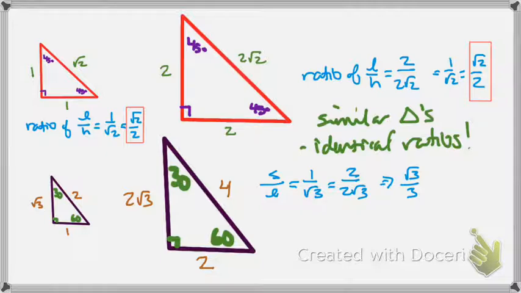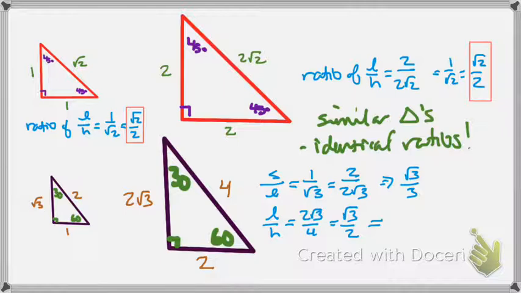So that ratio of the short side to the long leg is going to be exactly the same whether the triangles are big or small. That's going to be true for all 30-60-90 triangles. If I look at the ratio of the long leg to the hypotenuse, that's going to be 2 radical 3 over 4 for the big triangle, and radical 3 over 2 for the little triangle.